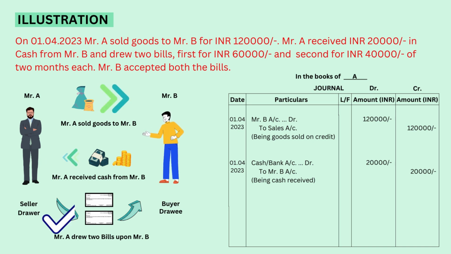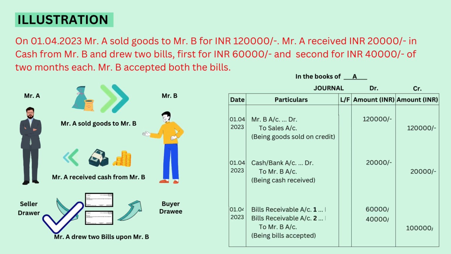After that, for bill raised and accepted, journal will be bills receivable account 1 debit Rs 60,000, bills receivable account 2 debit Rs 40,000 to Mr. B account Rs 1 lakh. Remember, here two bills were raised and that is why we used bills receivable 1 and 2 separately. I hope you know the rule of the journal entry. If you have doubt, you can follow our separate video on journal entries.